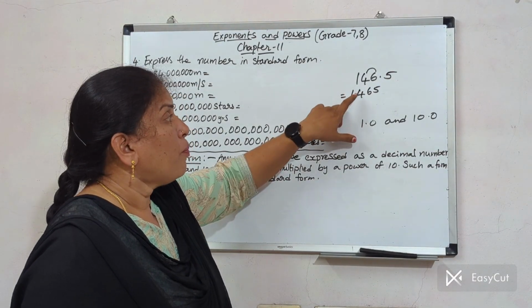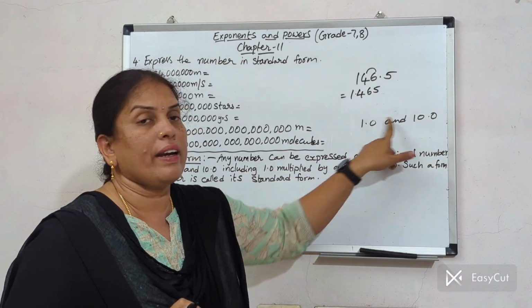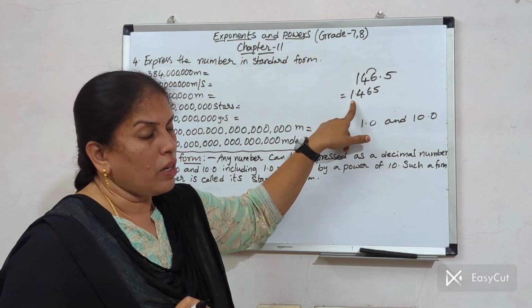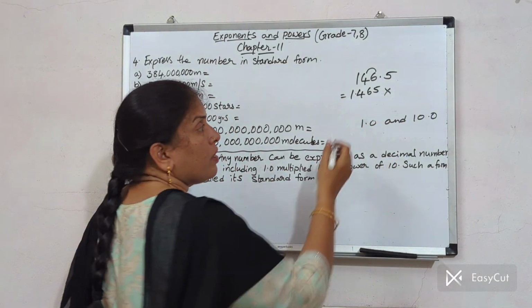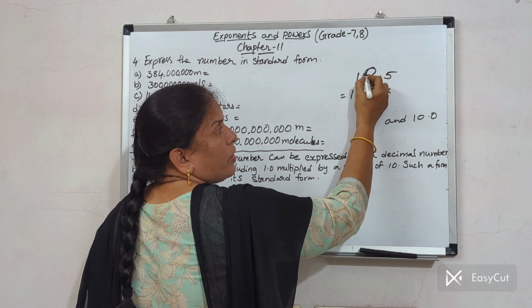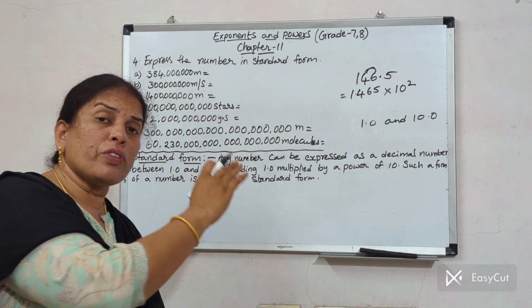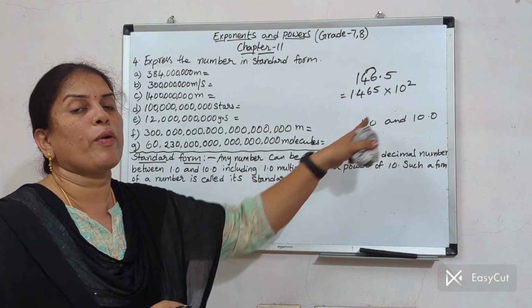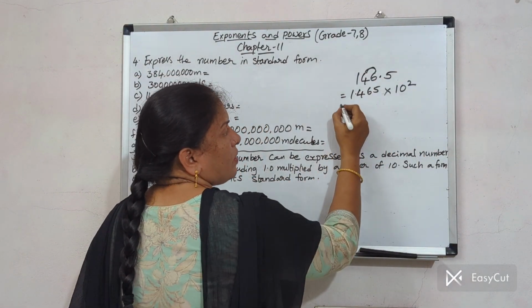Standard form is, before the point, exactly a number between 1 and 10 must be there. 1 is there, no? I wrote it. Now, how many digits before did I move the point? From this point I moved 1, 2 digits. 2 digits, so 10 to the power of 2. If I move 3 digits before the decimal point, 10 to the power of 3. Another example, same like this.